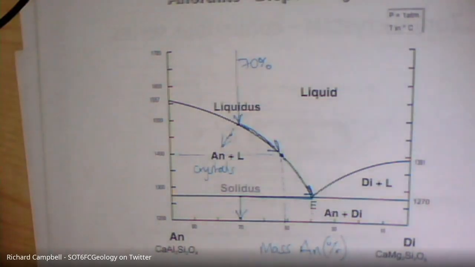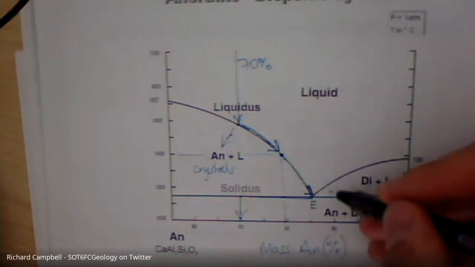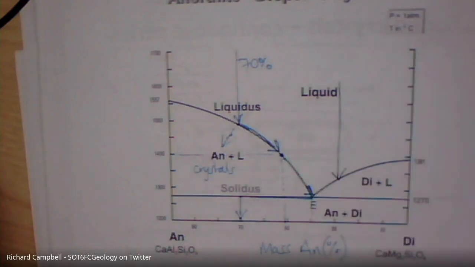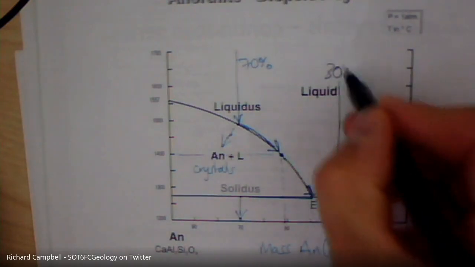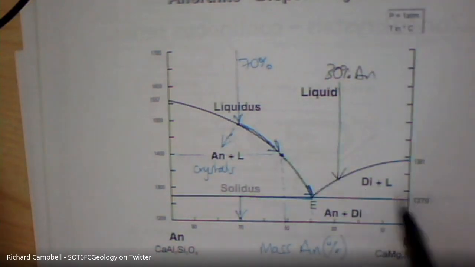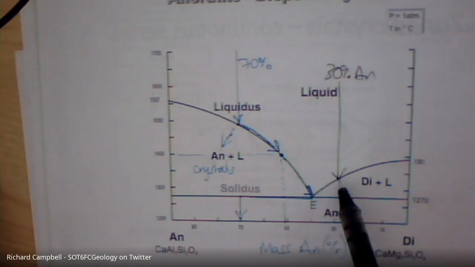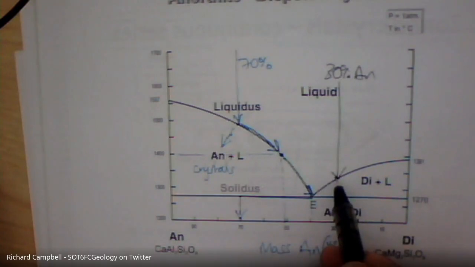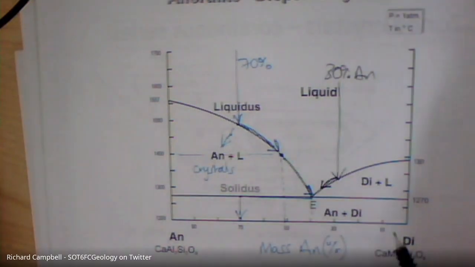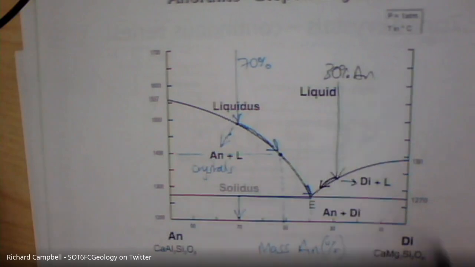Now you can do the same on the other side. If you're looking at, say, 30% diopside, sorry, 30% anorthite, and a higher proportion of diopside, then the diopside will be the first mineral to crystallize. As that crystallizes out, it becomes depleted, and we follow the liquidus in that direction. The diopside is depleted, becomes crystals in there.